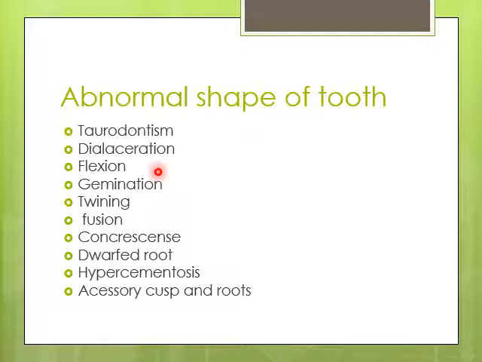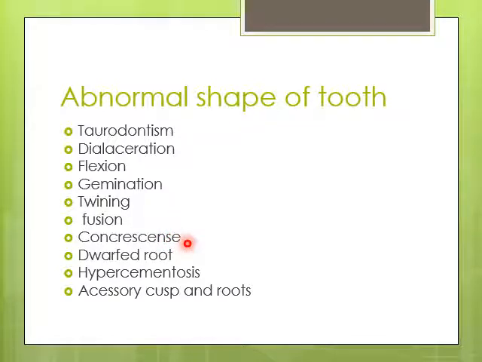Gemination is an anomaly which occurs when the tooth wants to divide itself, but the division doesn't take place completely. Twinning occurs when the gemination is complete, and there are two identical teeth present in the oral cavity. Fusion occurs when two tooth germs fuse together and form a single tooth, and there is a decreased number of teeth in the oral cavity. In gemination, there will not be a decrease in the number of teeth. Okay? And in twinning, there will be an increased number of teeth present.